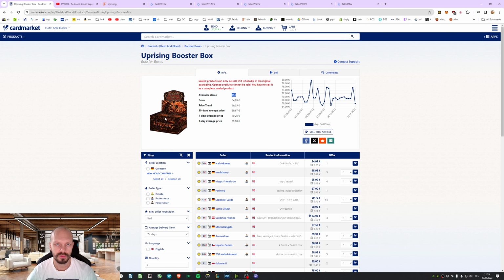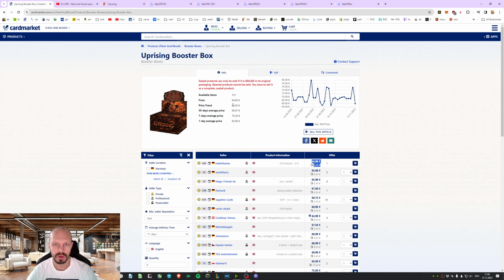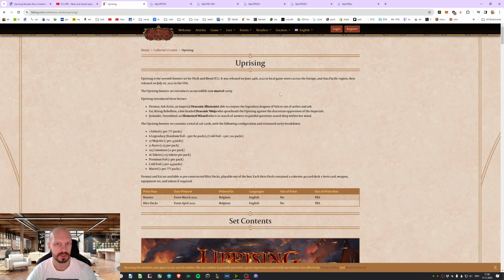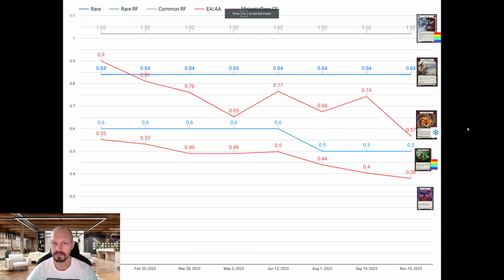There's 151 boxes of Uprising. Last time we checked, there were 127, so more on the market. The price right now is 70. The price last time was 73, so more on the market, price went down. Seems normal, that price is just basically sideways. Right, let's look into those numbers. In expected value terms, it's going sideways or down.